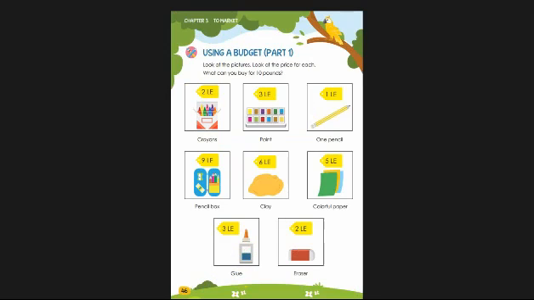Page 46. The title for this page, Using a Budget. Part 1, which means that you're going to have another part. Using a budget. What's the meaning of a budget? The budget is the amount of money I have and I want to spend in any store where I need to buy some stuff. I have a shopping list and I need to buy some stuff from the supermarket.